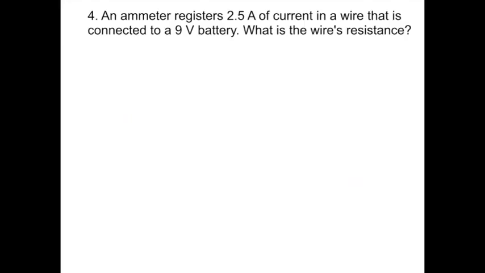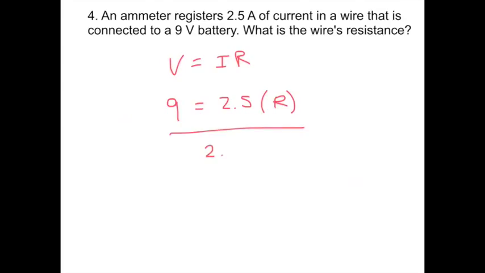Number 4. An ammeter registers 2.5 amps of current in a wire that is connected to a 9-volt battery. What is the wire's resistance? So again, we're going back to this V equals IR. This time we know that the voltage is 9, we know that the current is 2.5 amps, and we're multiplying by R, which is what we're solving for. That's the resistance. So to find R, we'll divide both sides by 2.5 and get that R is equal to about 3.6 ohms, which I should really write as omega.